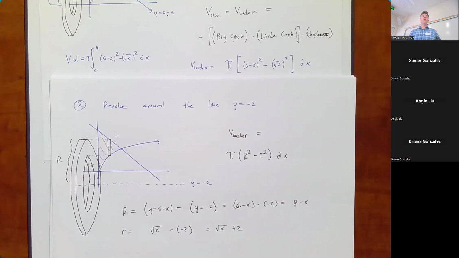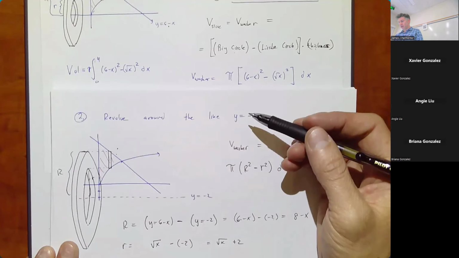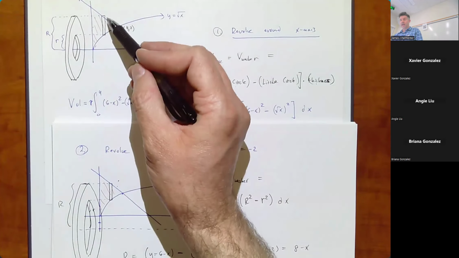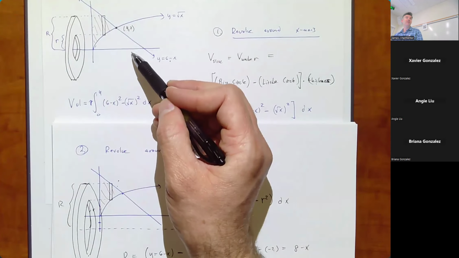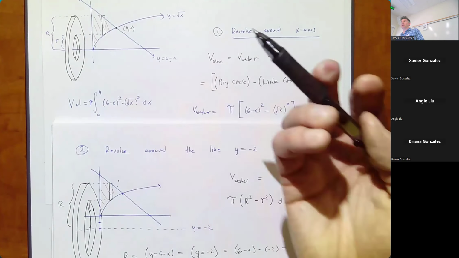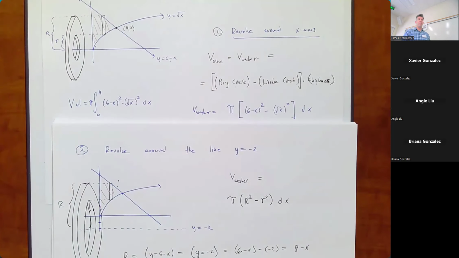We could have been doing this the whole time. We could have said, oh, the radius here really is the difference between your function 6 minus x and its axis y equal to 0. And the difference between 6 minus x minus 0 is just 6 minus x. We just don't talk about it that way because we don't need to. But it's always the difference between your function and whatever the axis of rotation happens to be.